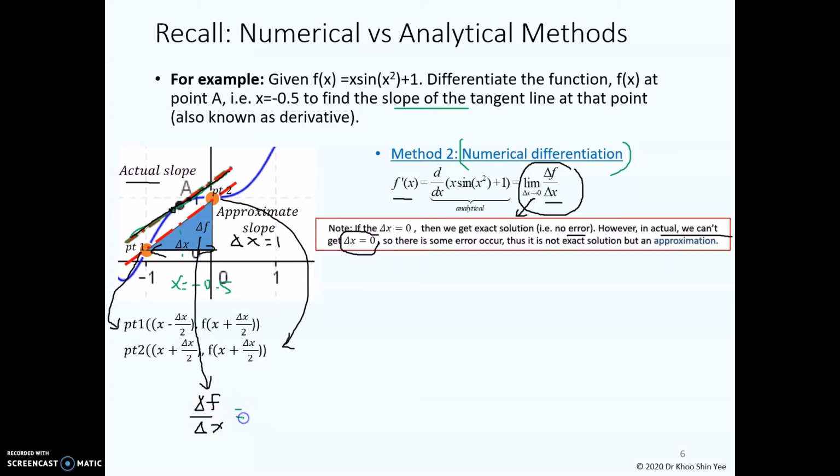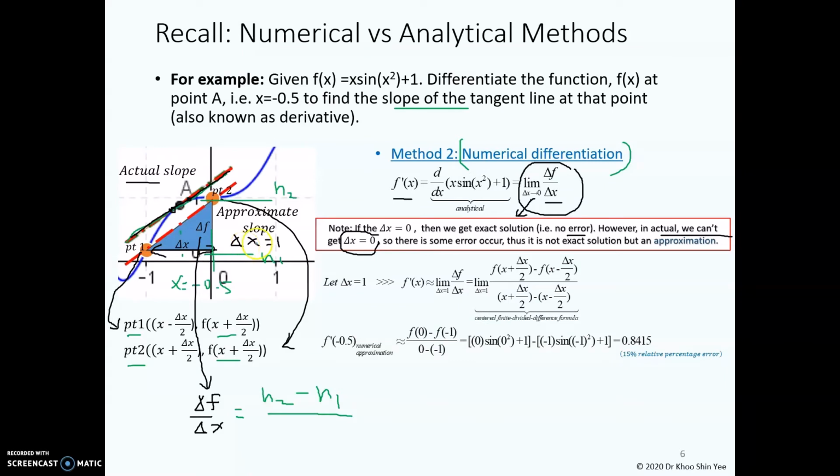This can be computed easily from the information given by these 2 points. For example, delta f here can be computed by the height at point 2, which is this, and then minus the height at point 1, which is this. And you can continue to divide by the delta x, where the delta x is equal to x2 minus x1.